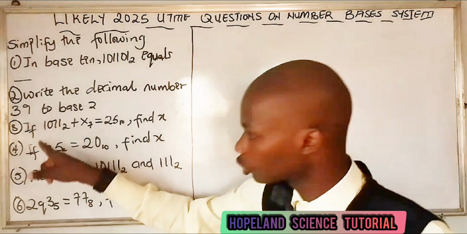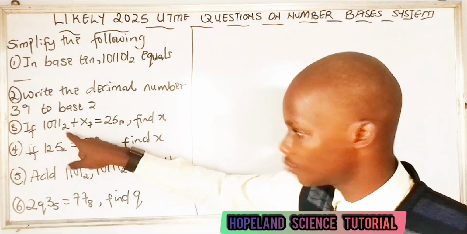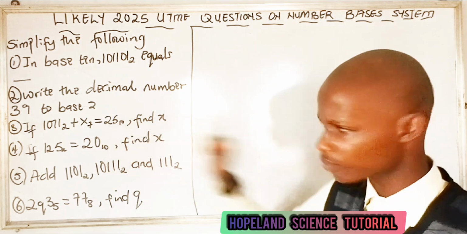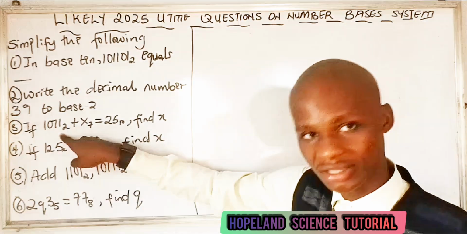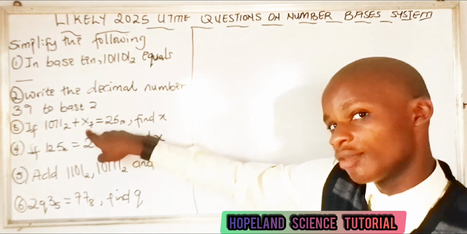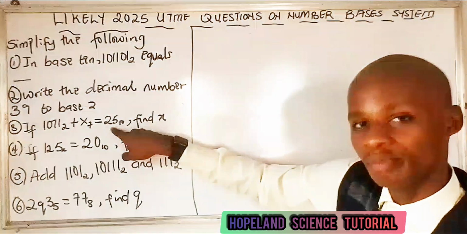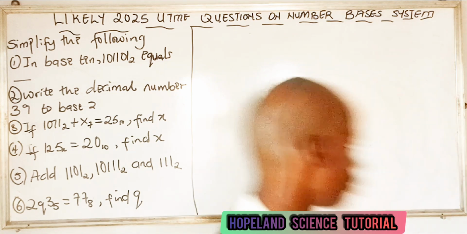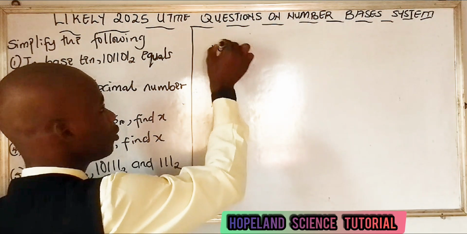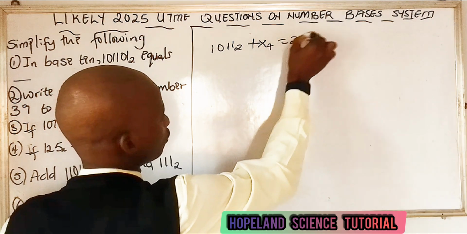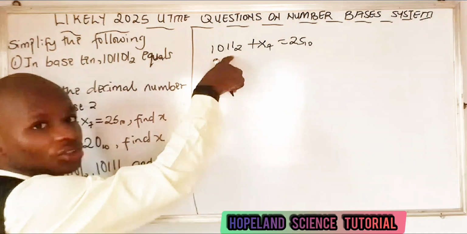So if you look at this third question, we have 1011 base 2 plus x base 7 equals 25 base 10. This one is a non-base 10, meaning it must be converted to base 10, and this one is in base 10, meaning nothing will be done to it, right? Good. So if you understand that, let's move on. We are having 1011 base 2 plus x base 7 equals what? 25 base 10. So let's convert this to base 10.